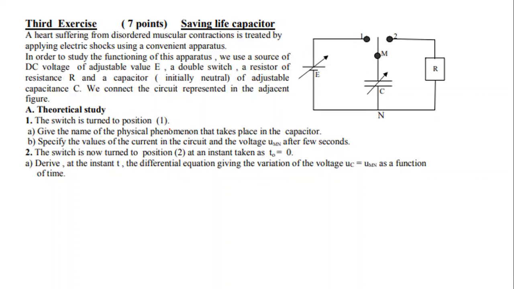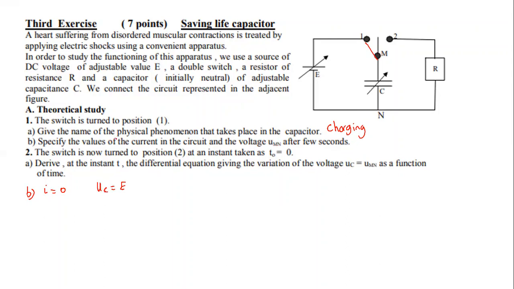For part A, the switch is now turned into position 1. Give the name of the physical phenomenon that takes place in the capacitor. It's the charging of the capacitor. Part B: specify the values of the current in the circuit and the voltage UMN, which is UC across the capacitor, after a few seconds. So I is equal to 0, while UC is equal to E.